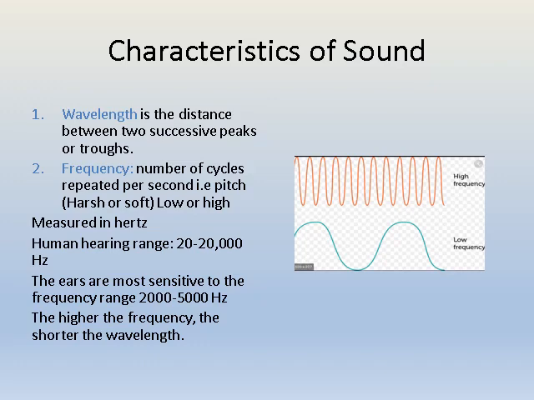What's the relation between the wavelength and the frequency? The higher the frequency, the shorter the wavelength. Back again to the diagram. High frequency يعني إيه؟ يعني number of cycles كبير. Wavelength is the distance between either two peaks or two troughs. The higher the frequency, the shorter this distance between two successive peaks or troughs.